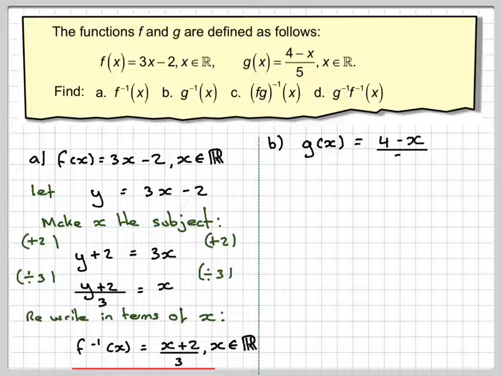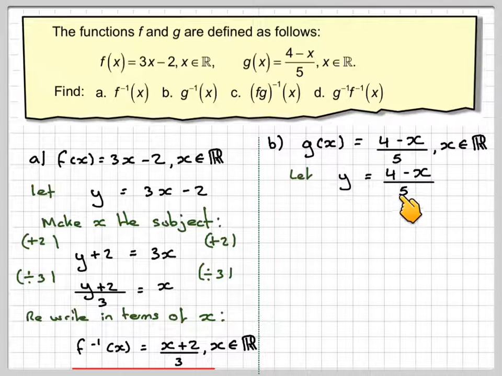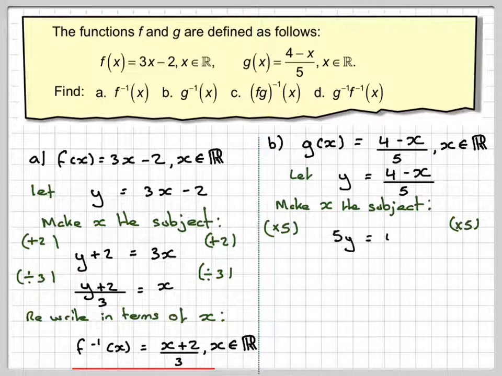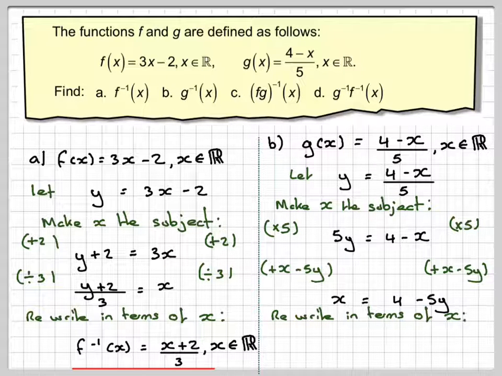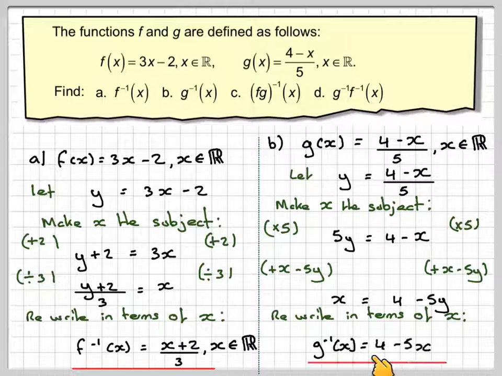Do the same for g. g of x is (4 minus x) over 5, x belongs to the set of real numbers. Let y be equal to that (4 minus x) over 5. Rewrite this now to make x the subject. So multiplying by 5, you're going to get 5y is equal to 4 minus x. Then adding x and taking 5y to both sides, so taking the 5y over here and the x over here, if you prefer to think of it like that, x becomes equal to 4 minus 5y. Rewrite in terms of x, so you're going to get that g to the minus 1 of x is 4 minus 5x, x belonging to the set of real numbers.